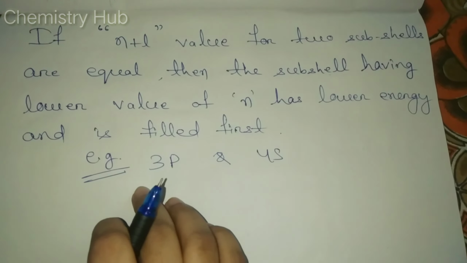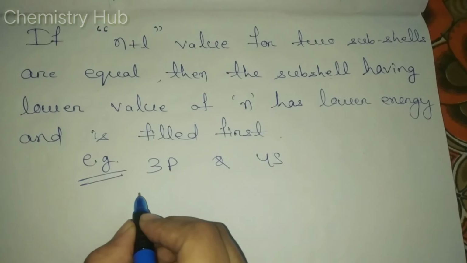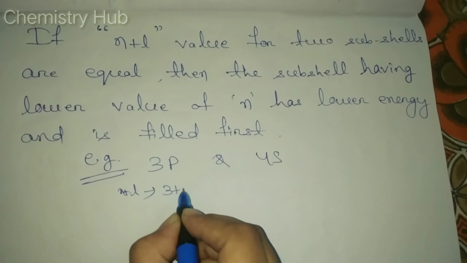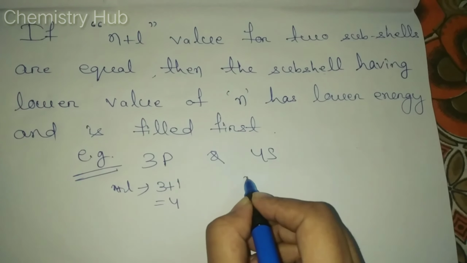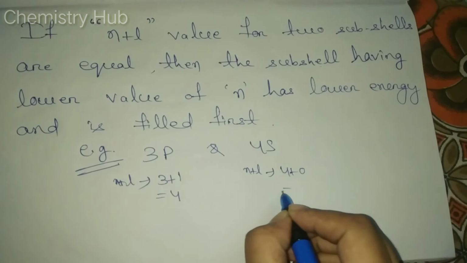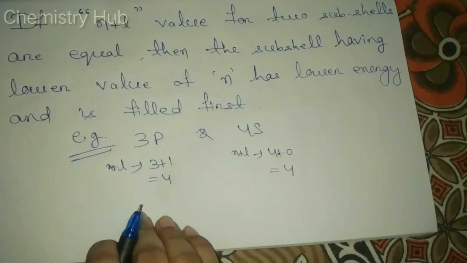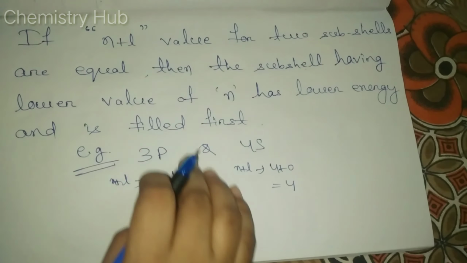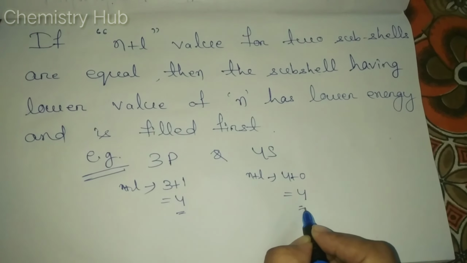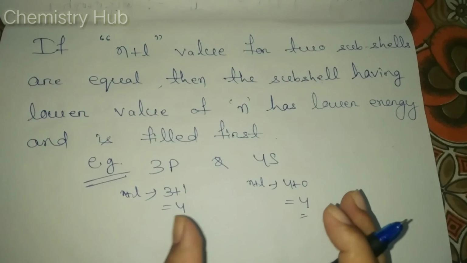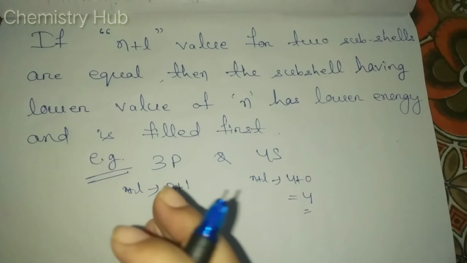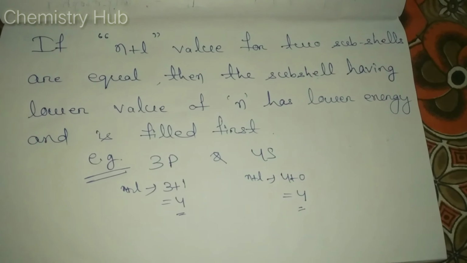First, let us consider 3p. Here the n plus l value for 3p is 3 plus 1, which is equal to 4, and the n plus l value for the subshell 4s is 4 plus 0, which is equal to 4. So the n plus l value for both is the same. How can we know which one has the lower energy and which one has the higher energy?